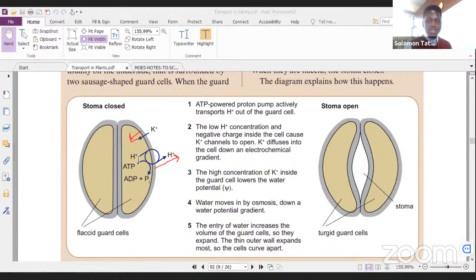Okay, now there's low water potential in here. And once we have low water potential, then our favorite process in the world comes in, osmosis. Osmosis comes in, meaning water moves into the guard cells. The entry of the water increases the volume of the guard cells, so they expand. The thin outer wall expands.